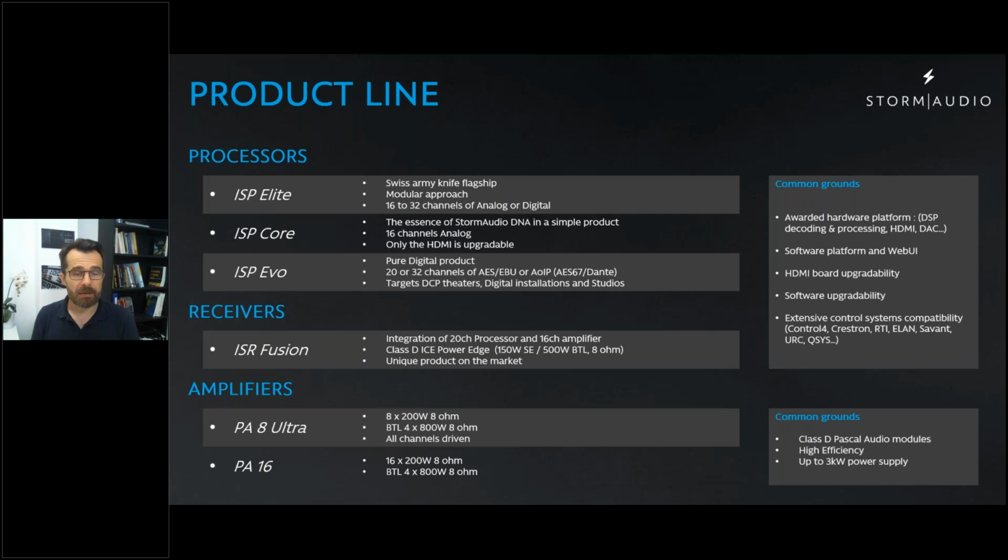Now, we also have a receiver. That's something that we will restart shipping in September time. So this is called the ISR Fusion.